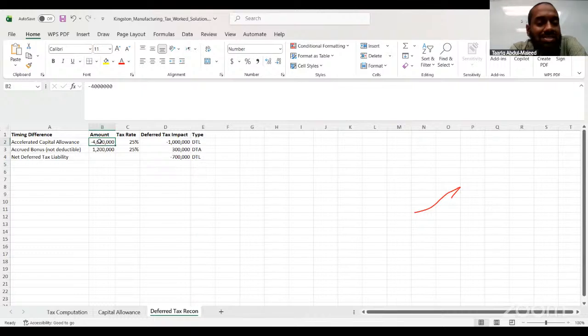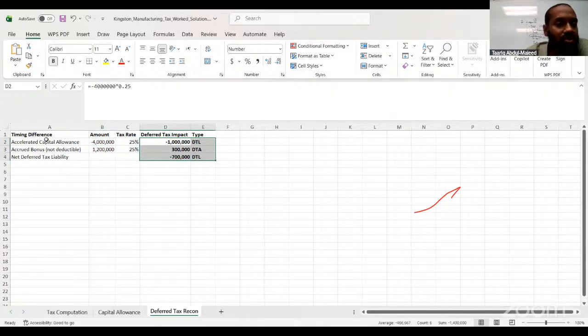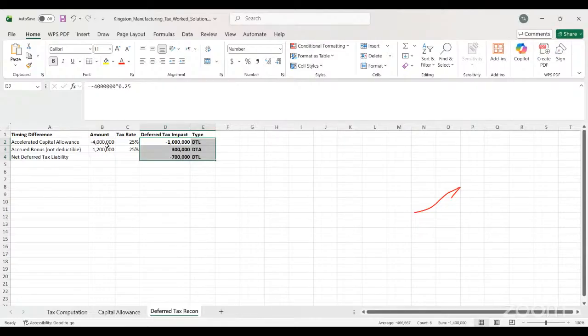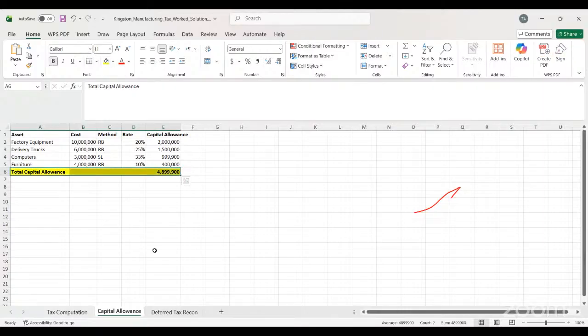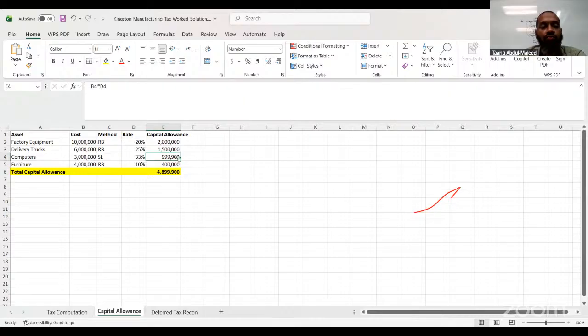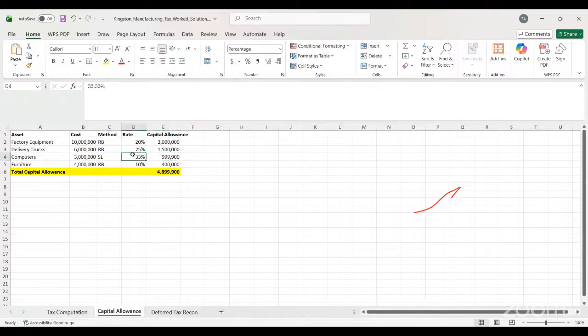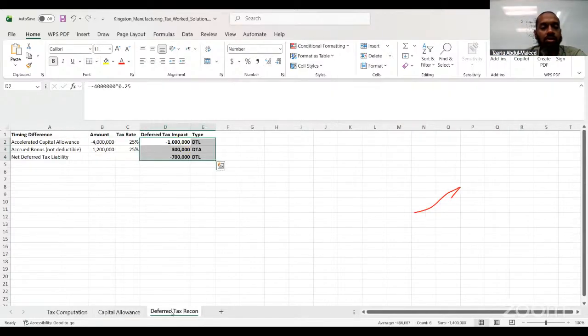As they said, the accelerated capital allowances would let us arrive at a deferred tax liability, right? Sorry, go back to your capital allowance. I think I'm missing something. I think my 33%, I round it off. So maybe because I have 4.9. Yeah, that's fine. Don't worry about the $100. That's more accurate. The $100 is more accurate. Yes, that's fine. All right.